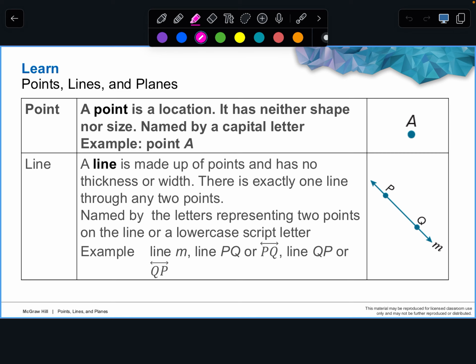A point is a location. It has neither shape nor size. It's named by a capital letter. So if I was writing something down, named by a capital letter, super important, okay?